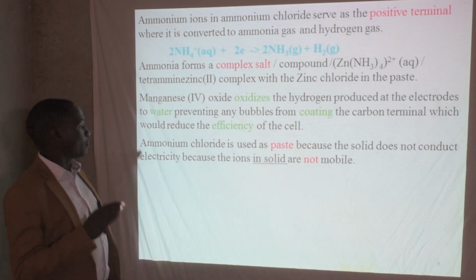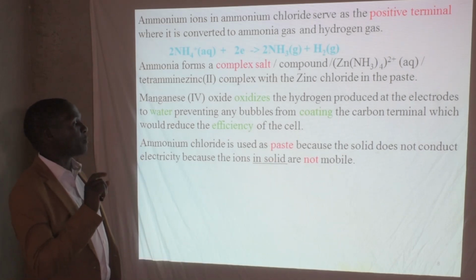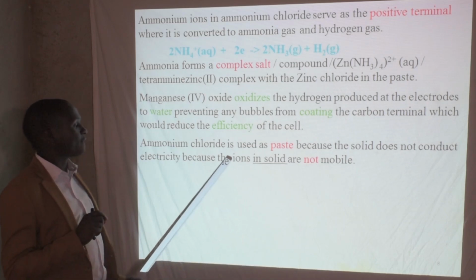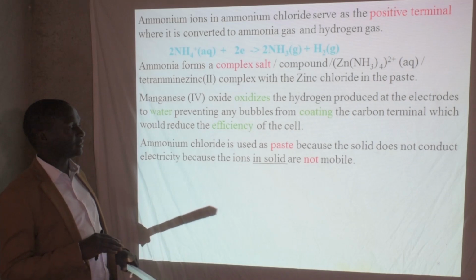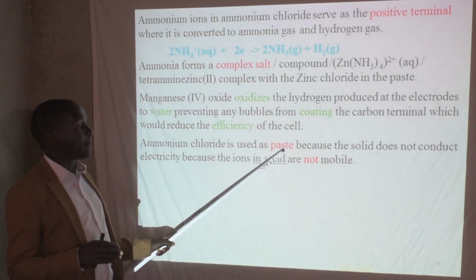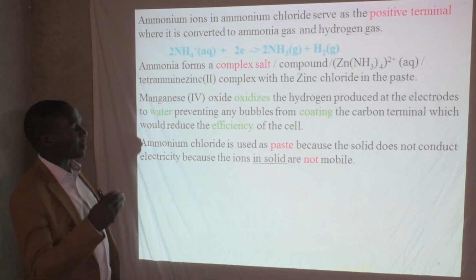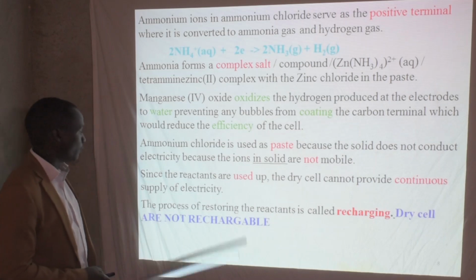So ammonium chloride here is a paste, whereby the ions are now mobile. If the ions are not mobile, electricity cannot be conducted because they are not mobile. But this one is now a paste, and therefore the ions are mobile. They can conduct electricity. That's what you learned in Form 2.